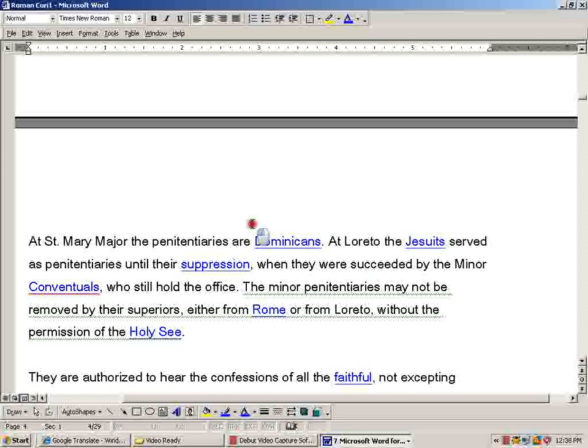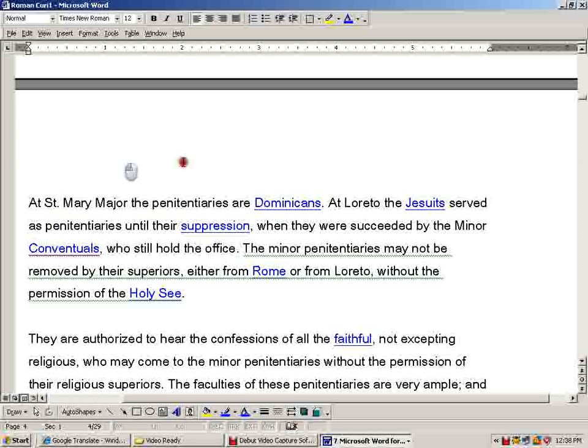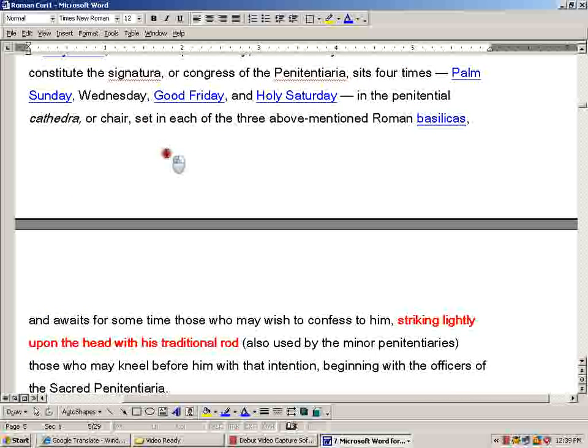So we have all these offices where these people meet. St. John Lateran, St. Peter's, it was formerly filled by Jesuits. The Cardinal Penitentiary assists the Pope at the hour of death, reciting the customary prayers for the dying. It is he also who at the beginning of the Jubilee offers to the Pope the golden hammer to give the first 3 knocks at the holy door, Porta Santa, of St. Peter's, which door is open only during the Holy Year or Year of Jubilee. I wonder what that holy door is all about. That's interesting.